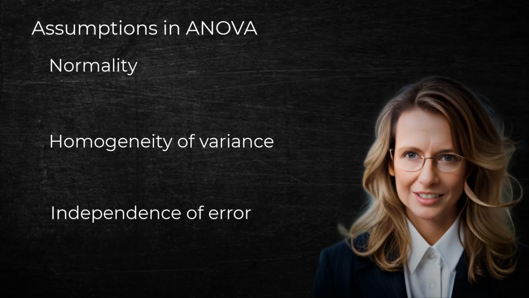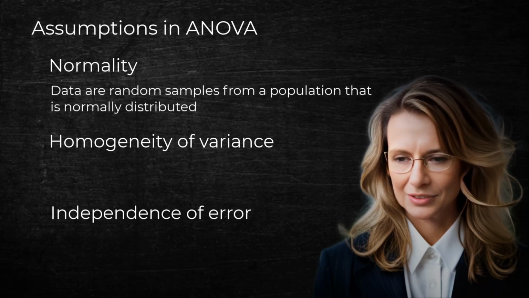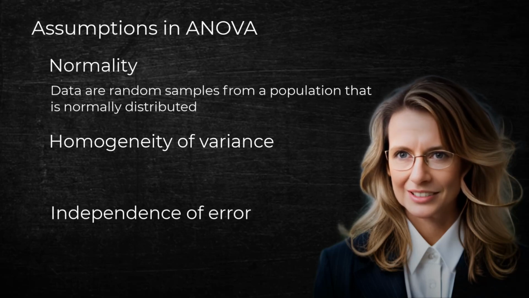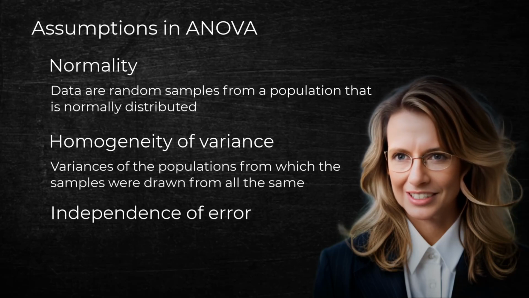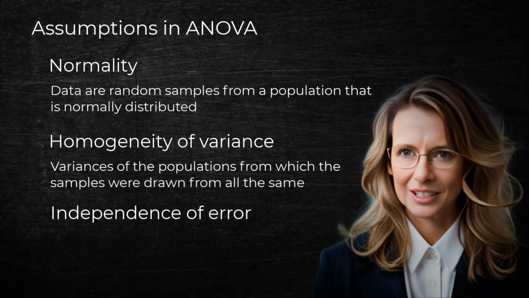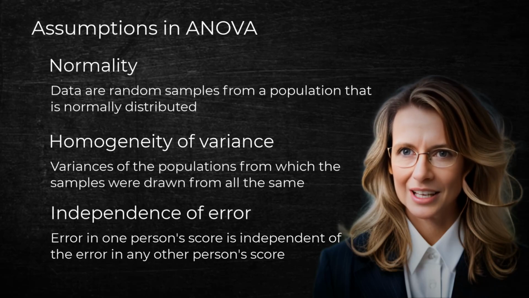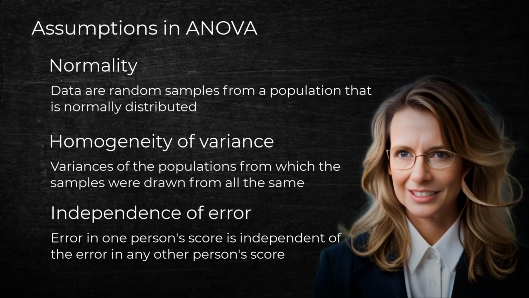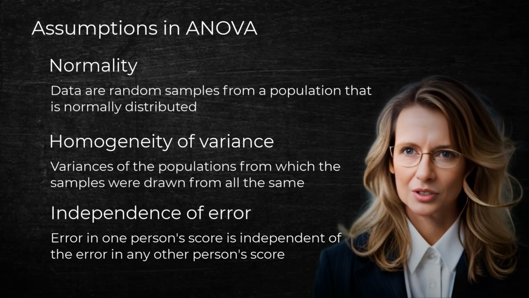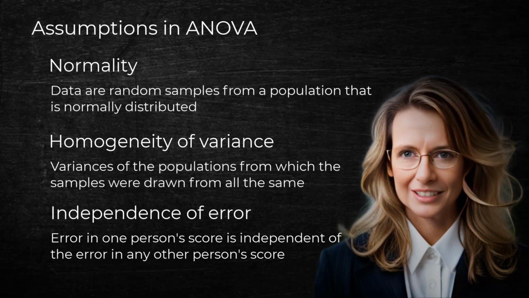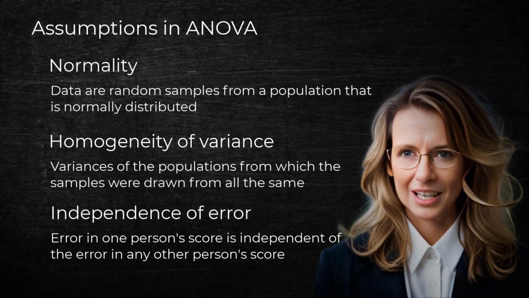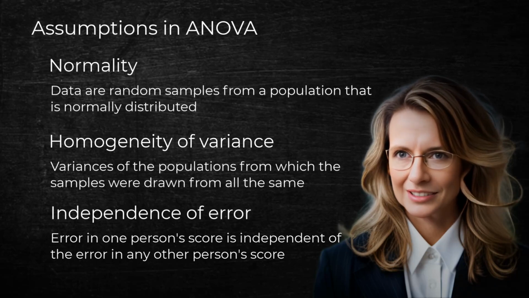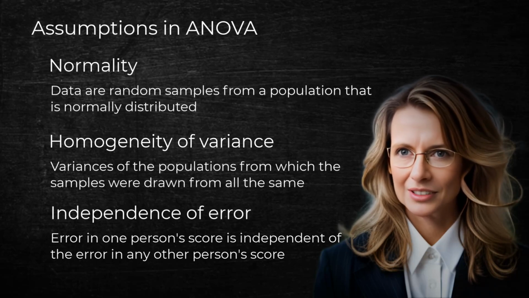The assumption of normality states that the data we are analyzing are random samples drawn from a population that is normally distributed. The homogeneity of variance assumption states that variances of the populations from which the samples were drawn are all the same. The independence of error assumption states that the error in one person's score is independent of the error in any other person's score. Because error is responsible for the variation of the individual's scores, another way of saying the same thing is that knowledge of one person's score will not provide any information that will enable us to predict any other person's score. The errors, and therefore the scores, are not correlated with each other.